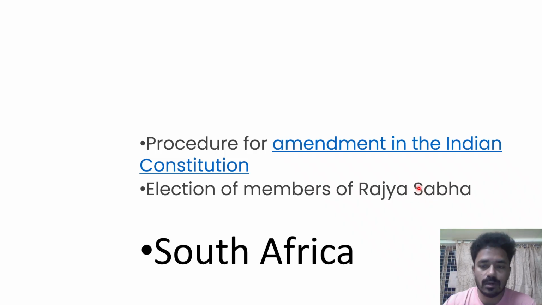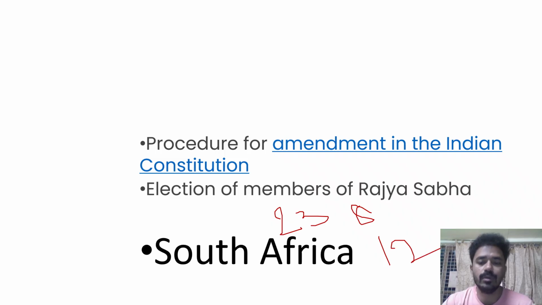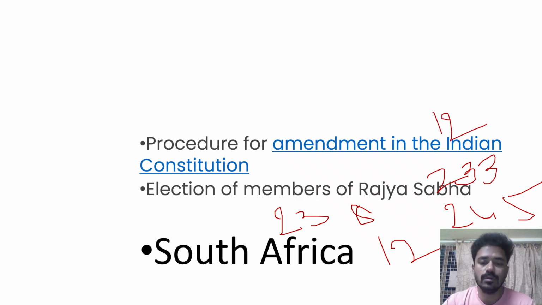Note this point that the Rajya Sabha has at most 250 members. Among them 238 are elected members and 12 are nominated members. But the Rajya Sabha presently has a strength of 245, among them 233 are elected members and 12 are nominated members. The procedure for amendment in the Indian Constitution and the election of the members of the Rajya Sabha are both adopted from the South African Constitution.